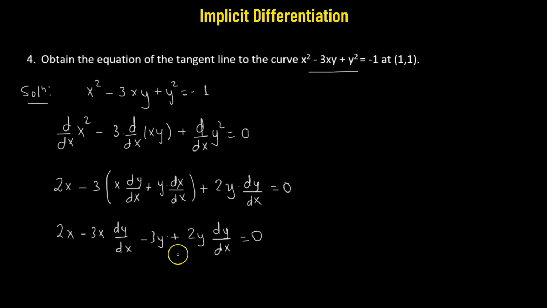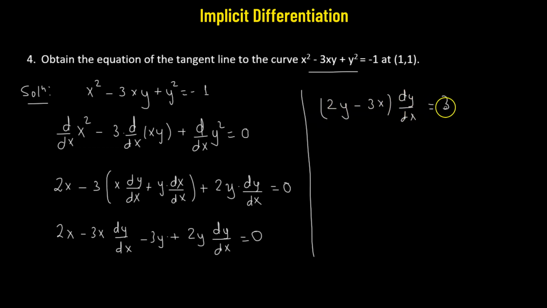So let's combine all the dy over dx terms together. 2y minus 3x times dy over dx equals 3y minus 2x. So dy over dx equals 3y minus 2x divided by 2y minus 3x. So this is the slope of the tangent line.